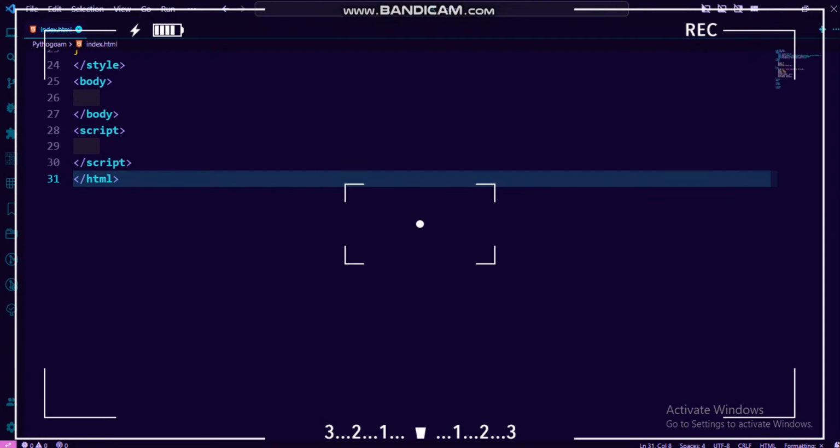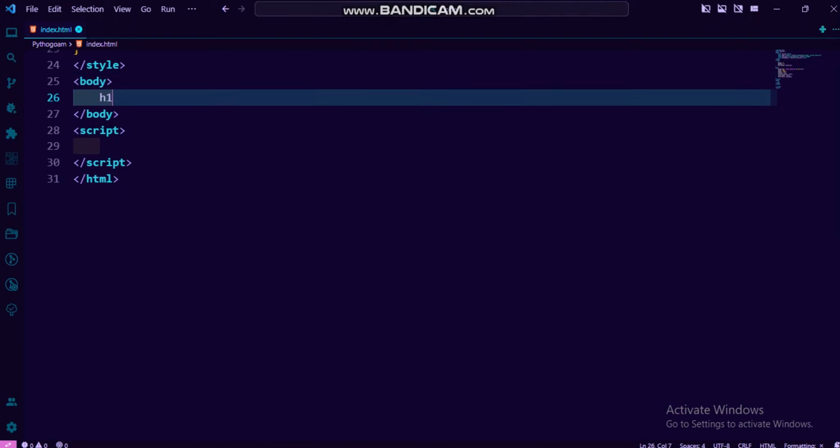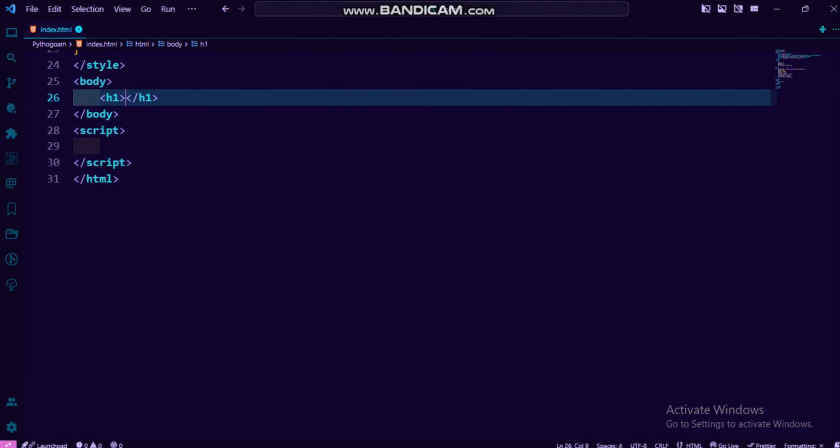Firstly, we're going to be writing H1 here. You add H1 here, then you add Pythagoras Theorem Calculator.